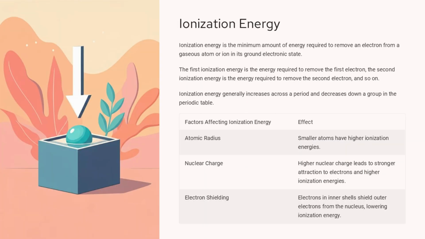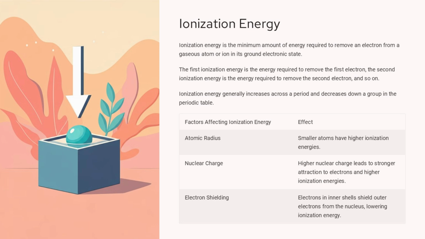Ionization energy is the minimum energy required to remove an electron from a gaseous atom or ion in its ground state. The first ionization energy is the energy to remove the first electron. The second is the energy to remove the second electron, and so on.